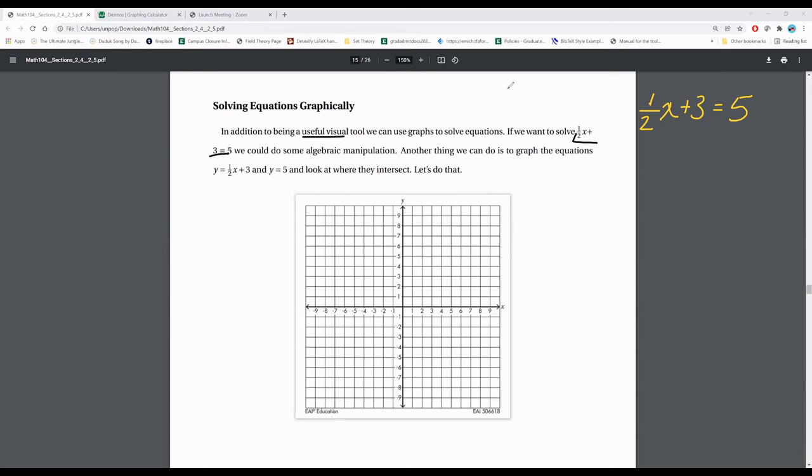When I say graph both sides of the equation, I can graph the side that says 1/2 x plus 3, I'll call it y1, and I can graph the second side, y2 equals 5. We'll recognize y sub 2 equals 5. That's a horizontal line. I have drawn in the line y equals 5. I can label that there.